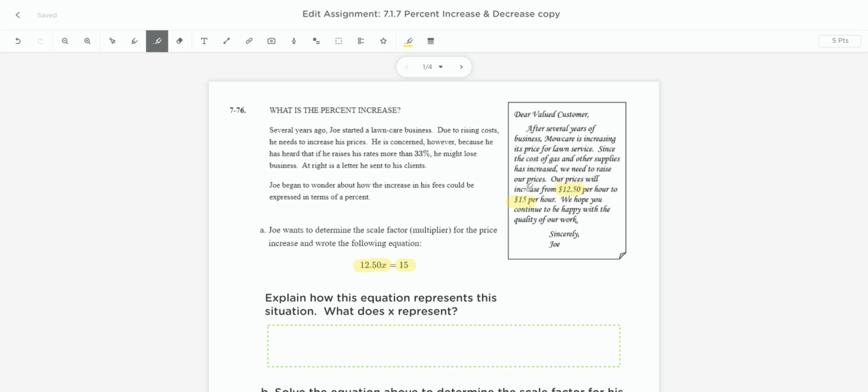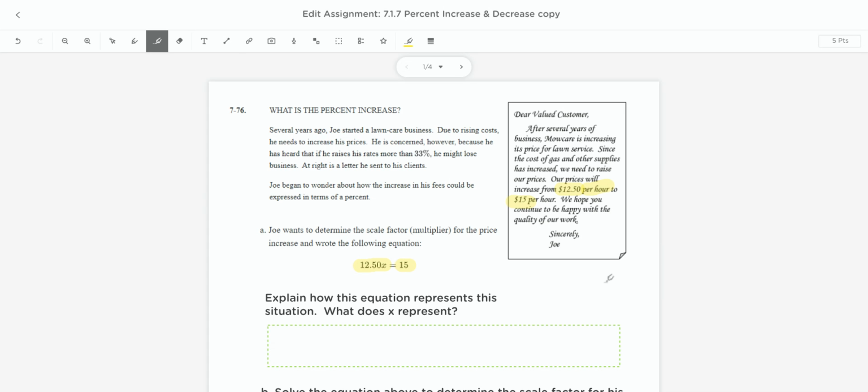So based on this letter, for question A, where it says explain how this equation represents the situation, what does x represent? If we know that the original cost is $12.50, it tells us that it's per hour. So that is what you would be wanting to explain in that first question.